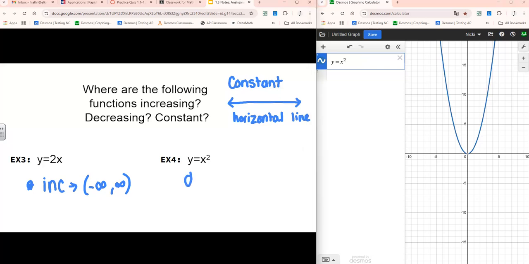So we need decreasing and increasing. We got both of those going on here. If I start on the left, I always have to start on the left. Am I increasing or decreasing at first? I'm decreasing, right? And I stop decreasing at 0. So I'm going to stop decreasing at 0.